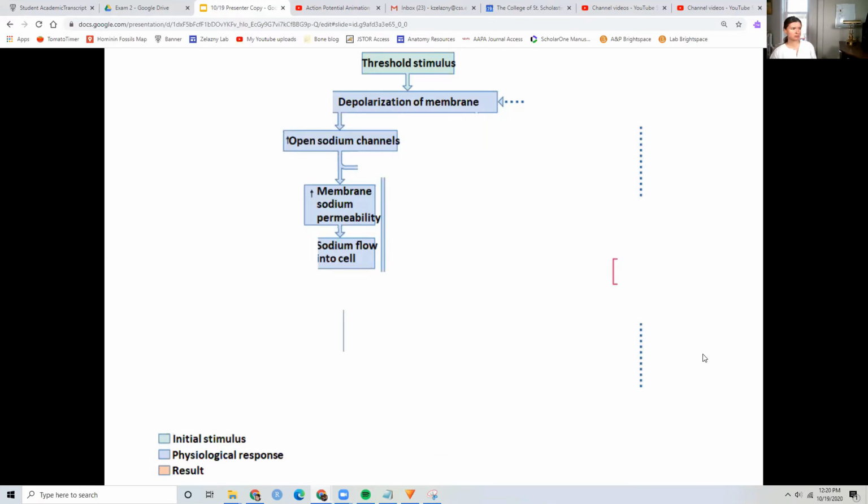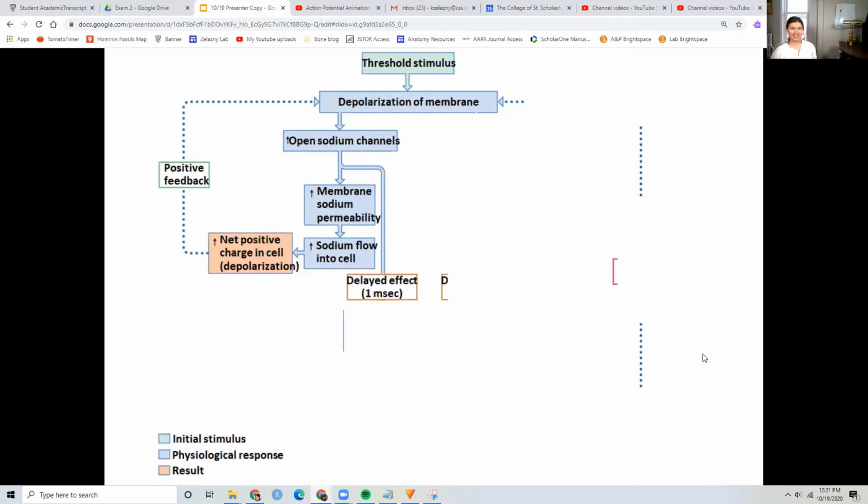Okay, so sodium is flowing into the cell. This means that we have a net positive charge in our cells, so we have depolarization happening. This is a positive feedback loop because as we depolarize parts of the membrane, that makes it more and more likely that more and more voltage-gated sodium channels are hitting that depolarization threshold and opening.